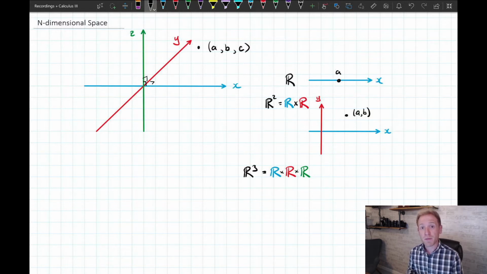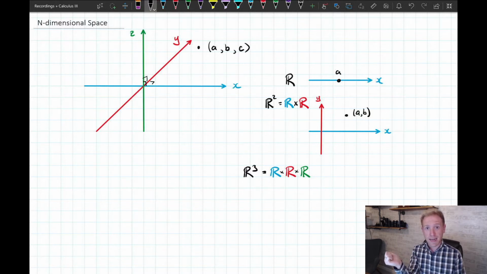You can use the right-hand rule by putting your thumb in the direction of the x-axis and your fingers in the direction of the positive y-axis, then your palm should point upward into the direction of the positive z-axis. And that's called the right-hand rule. We'll be using that a lot later as well.